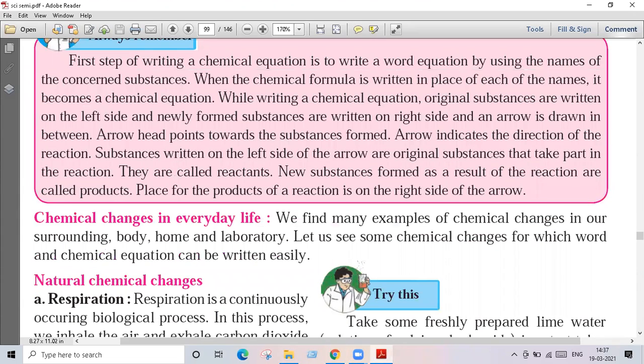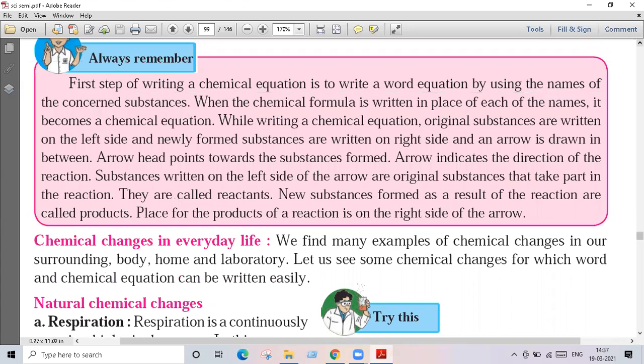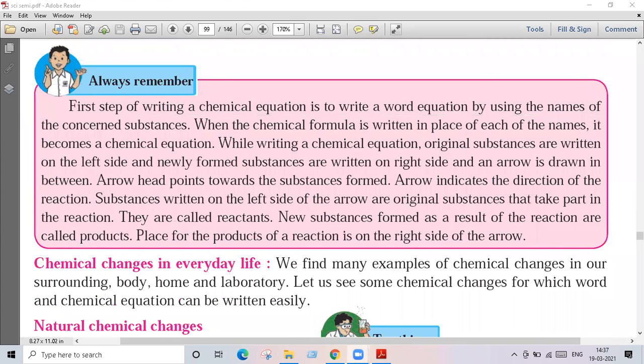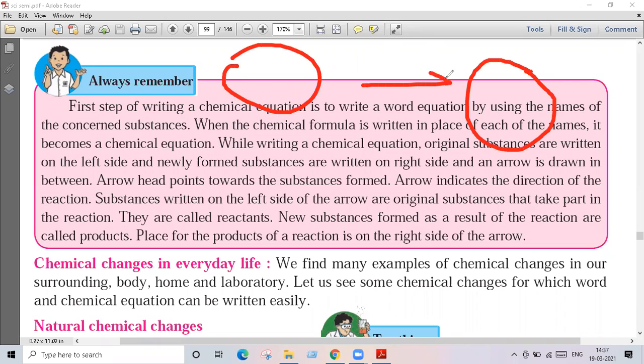Now there are different steps of writing a chemical reaction. How to write a chemical reaction? Word equation by using the names of the concerned substances. So when a chemical formula is written in place of each name, it becomes a chemical equation, right? So instead of hydrogen, usually we simply write H2. H2 means hydrogen. Instead of writing carbon dioxide, we write CO2. So the reactants are taken on the left hand side and the product is taken on the right hand side.